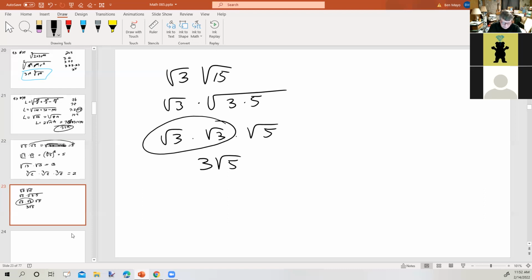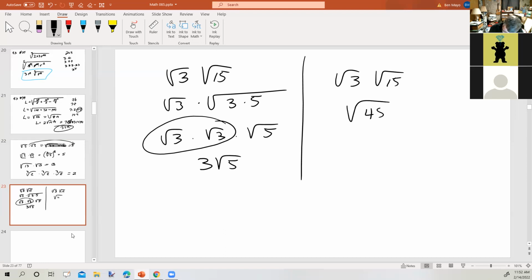Any questions about that? Let's look at another way of doing the same problem that you may or may not like. This would be the square root of 45, which is the square root of 9 times 5. And the square root of 9 is 3. So we get 3 square roots of 5. Again, they both work.